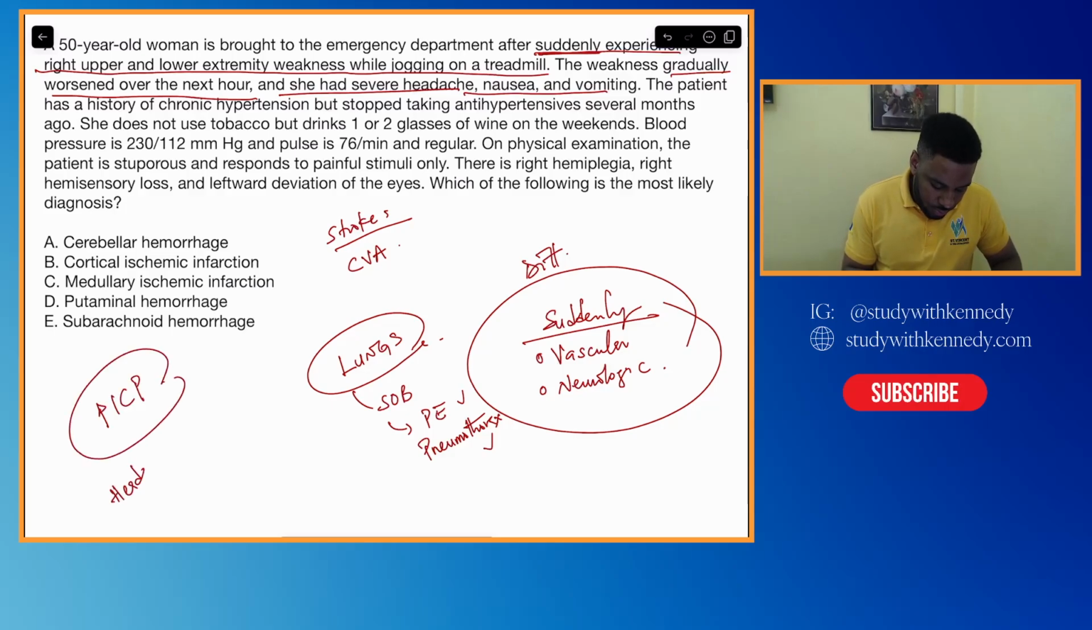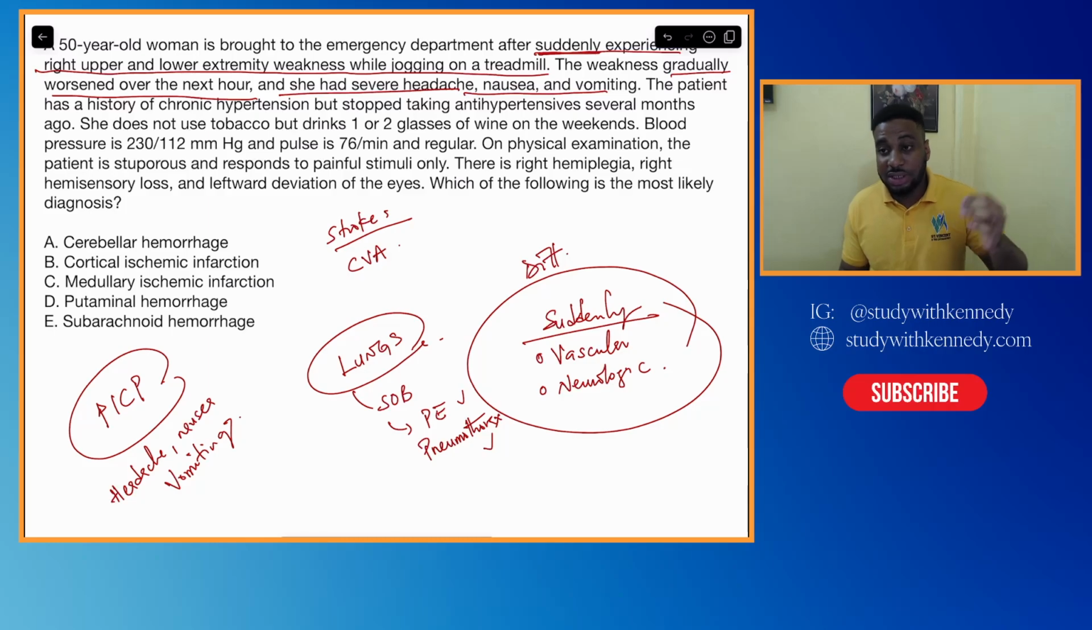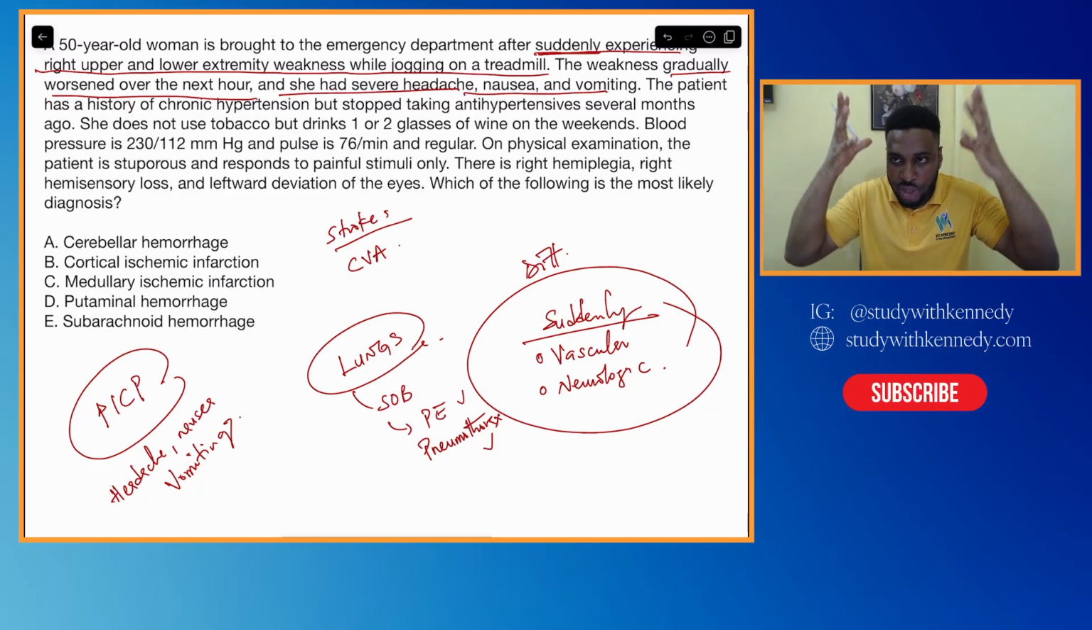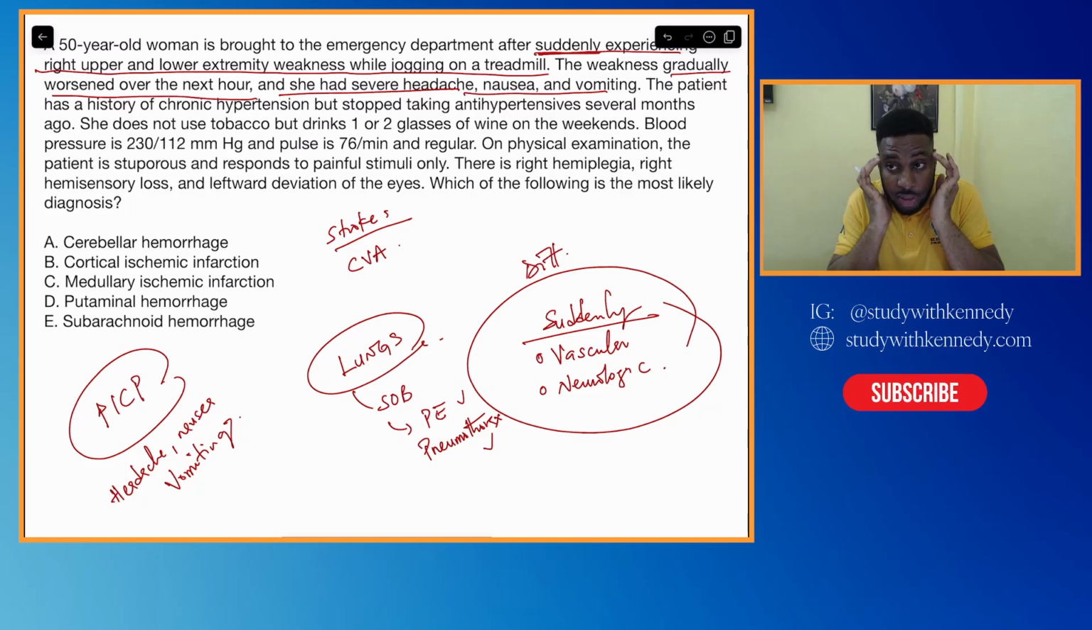Headache, nausea, and vomiting are indicators for increased intracranial pressure. It means that something is building up in the brain. And when you think something is building up in the brain, immediately you think of what? Probably blood, right? CSF may be building up. But in a person that suddenly has weakness, you think she has a stroke.